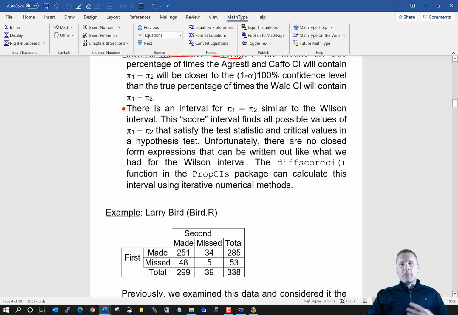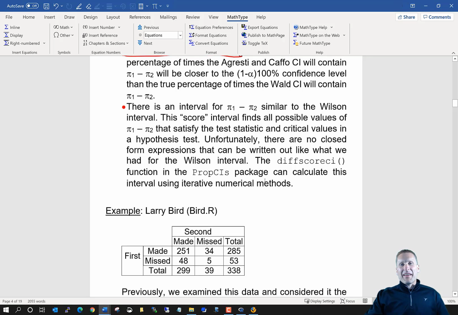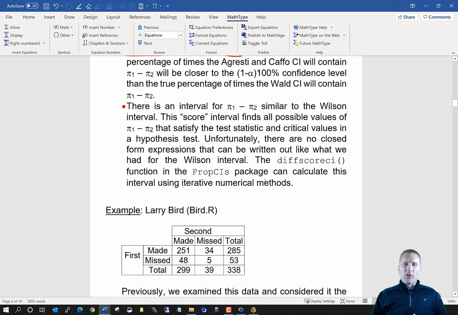Now, there are many other intervals out there for pi 1 minus pi 2. Just like with one proportion, there were many other intervals too. And to some respect, this is like a research problem that just never dies, because there's never going to be one interval that is always better than all the other intervals. But there is one other interval for pi 1 minus pi 2 that I would like to at least mention, although we won't actually go over it in class.